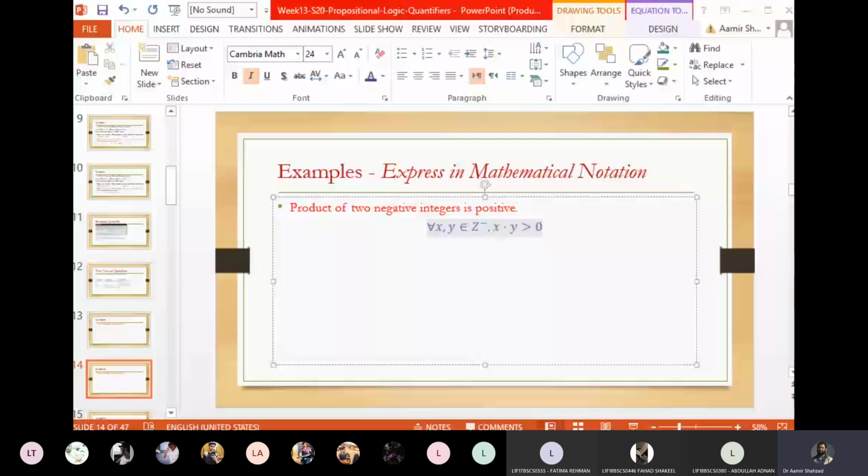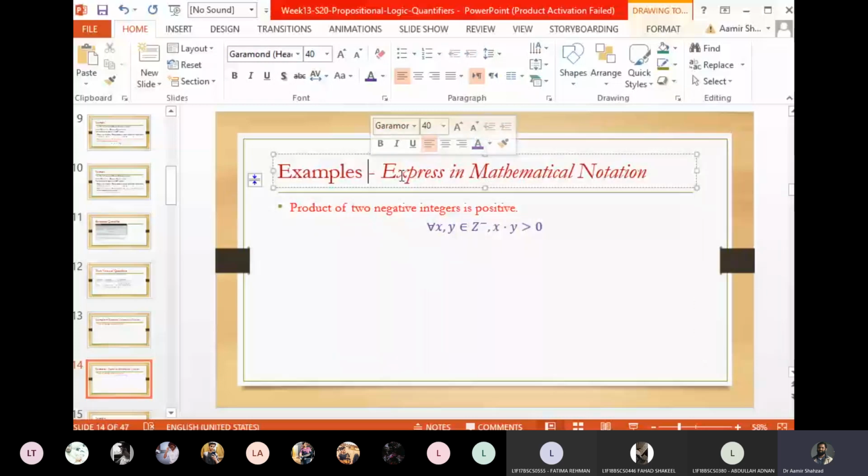When we write plus in the superscript, it becomes positive integers. When we write the minus sign, this becomes the set of negative integers. So for all x, y which belong to the set of negative integers, if we take their product x into y, it should be positive. It should belong to Z plus. We can just write x, y is greater than 0. So the product of two negative integers is positive.